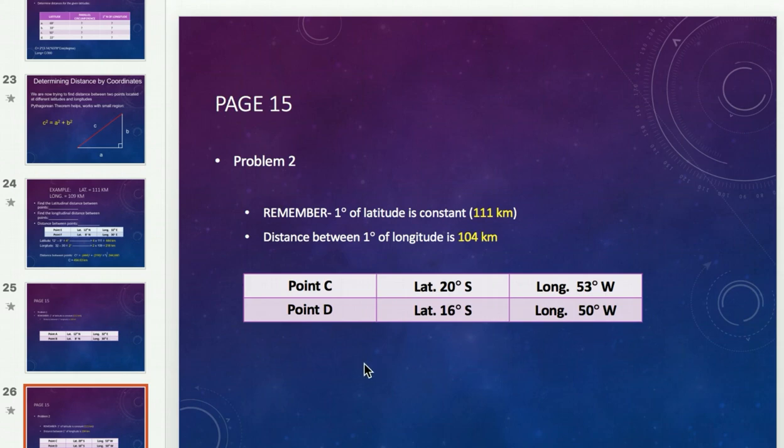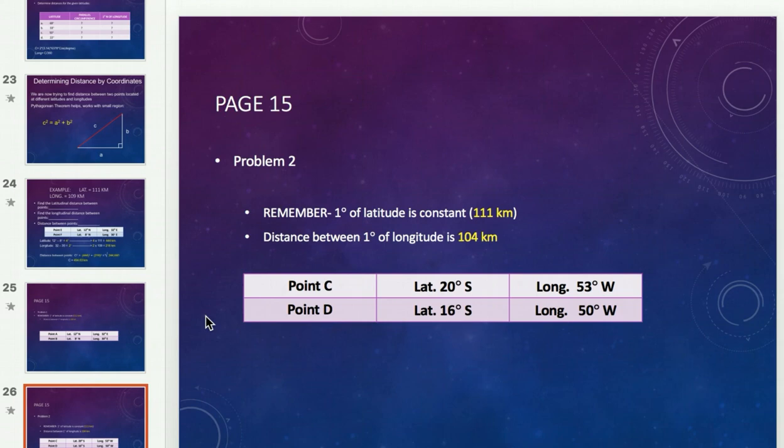4 times 111 is 444. 3 times, and our distance for a degree of longitude is 104, whereas the last time we used 109. So you take 3 times 104, and then you're going to square root that. So your answer for latitudinal distance between points is going to be right in there, 444 kilometers.